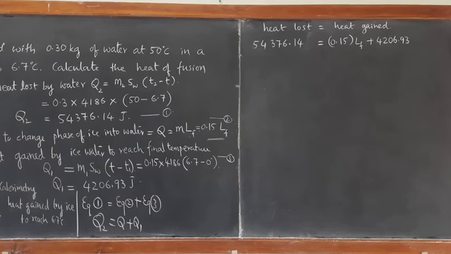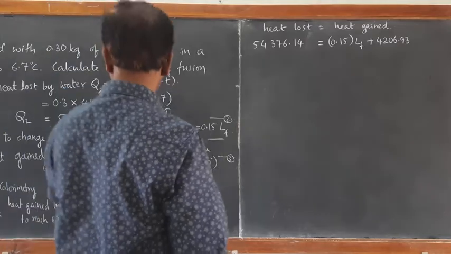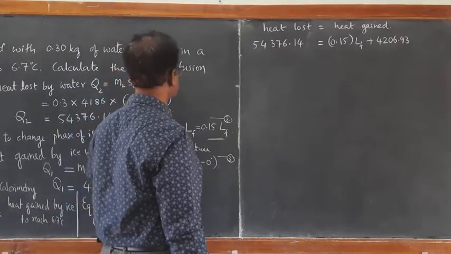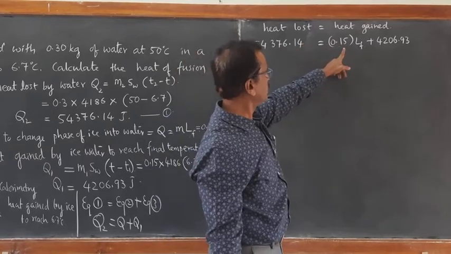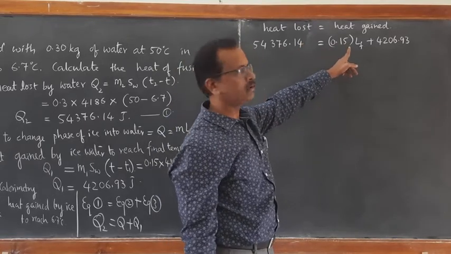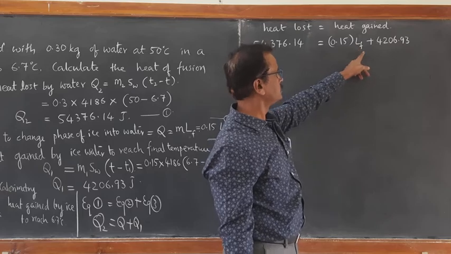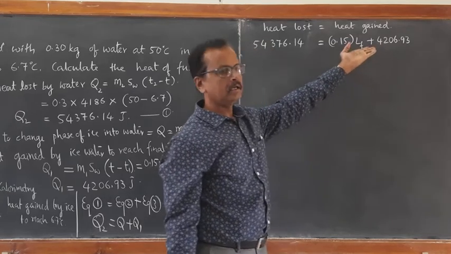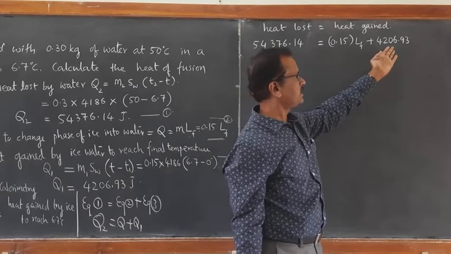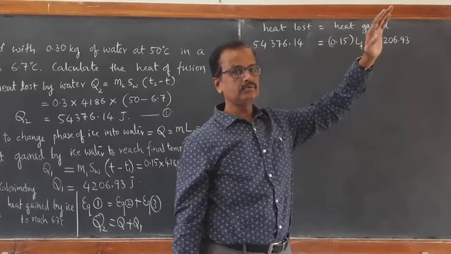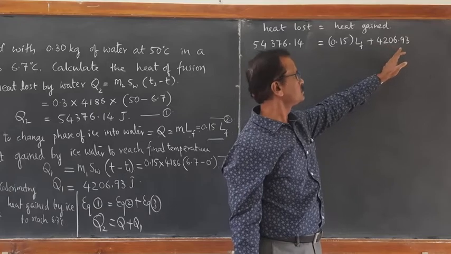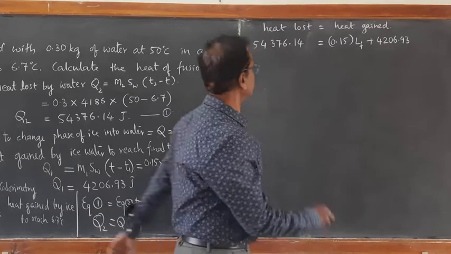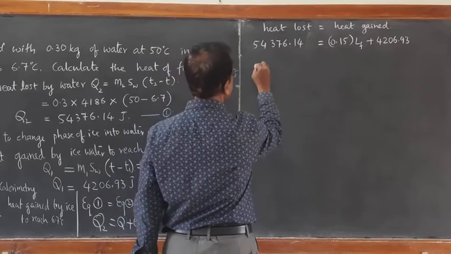So by the principle of calorimetry, heat lost is equal to heat gained. So heat loss is 54,376.14 joules, which is equal to the heat gained by ice to convert it into water, 0.15 into latent heat of fusion, plus the heat required to raise the temperature of ice water at 0 degrees Celsius to the final temperature 6.7 degrees Celsius. We have calculated this as 4206.93. So using this we can calculate what is LF.